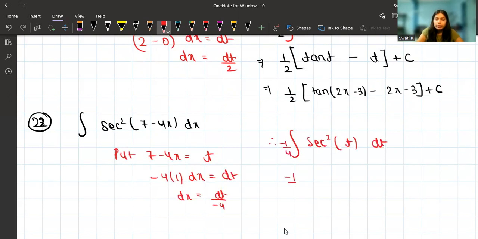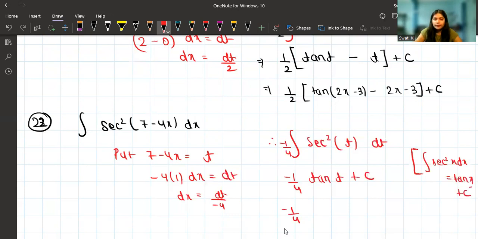Now this is minus 1 upon 4. Integration of sec square x has a formula, tan x. So it is tan t, and then of course plus constant of integration. Make sure whatever formula you are using while doing integration questions, you are writing on the side. I have not written it, but make sure you are doing it. So integration sec square x dx is nothing but tan x plus c. So minus 1 upon 4 tan t is 7 minus 4x and then plus c. That is your answer. So we are done with the 22nd question.